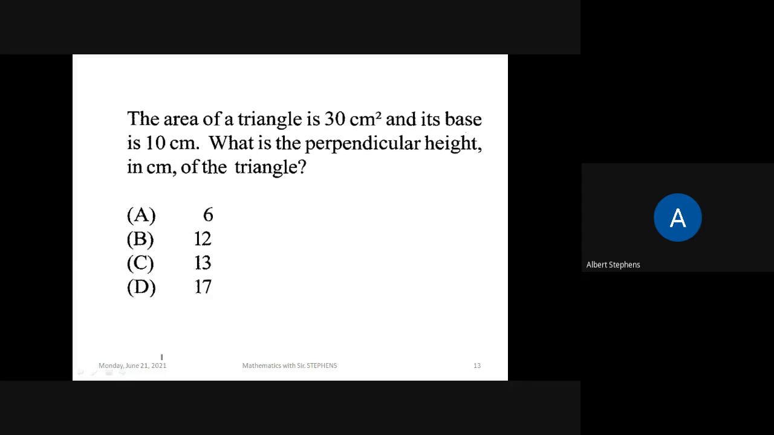Look at that one. Can somebody tell me the area of a triangle? I forgot to put it in there. It's half times base, sir, times height. Very good. The area of a triangle is half times its base multiplied by its perpendicular height. Be very careful. How would you work out this question?